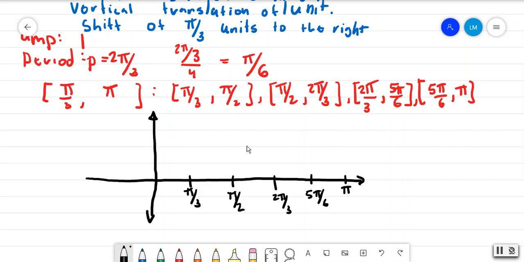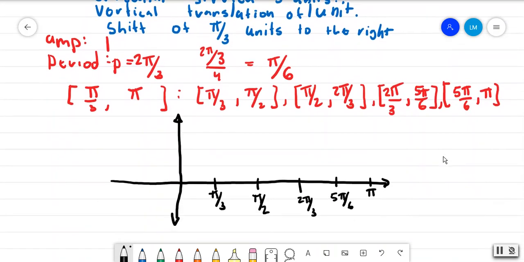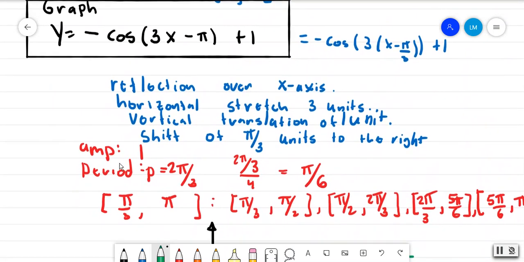Now we just have to check whether there are any vertical translations. There is, there's one at 1. So in this case we have a vertical translation of 1 unit. It's good to use another color to indicate that this is a translated x-axis. So we have the translated axis, and then it's 1 unit up and 1 unit down because the amplitude is 1.